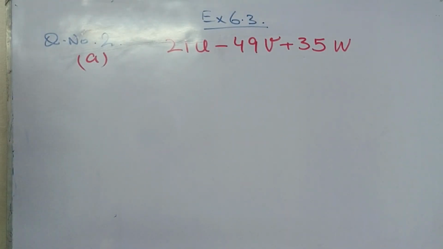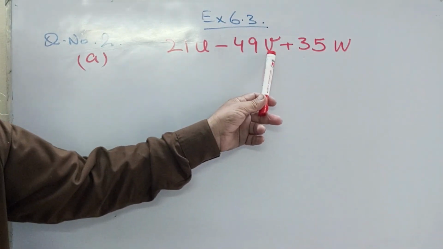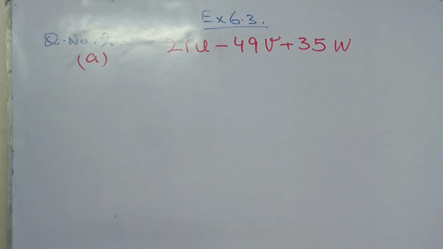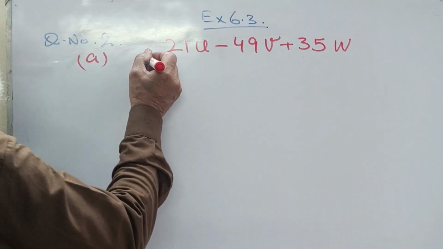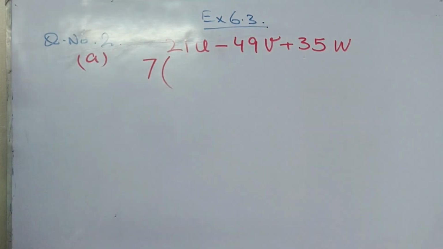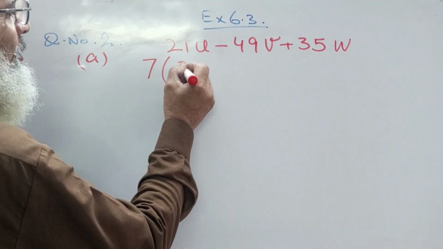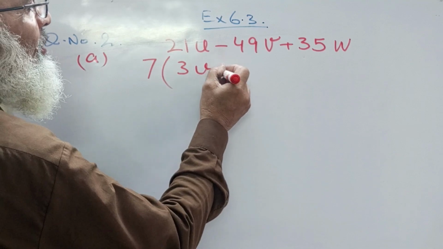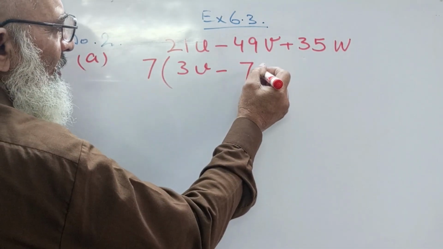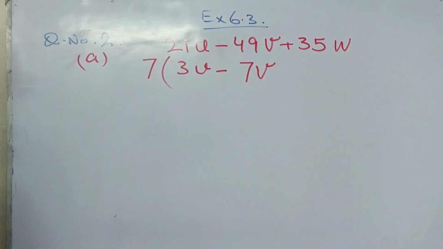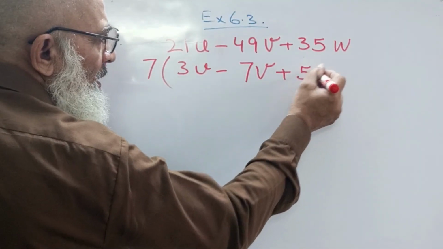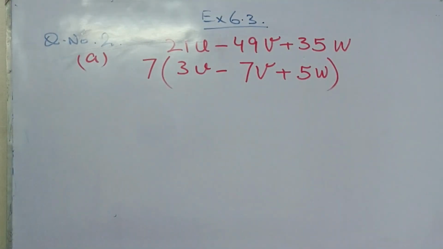You see that nothing is common between the variables. So we will start from the coefficients. You know that 21, 49 and 35 are multiples of 7. So we can take 7 as common and proceed: 7 times 3 is 21, so it becomes u minus 7 times 7 becomes v, and 7 times 5 becomes w. So this is the whole answer for this question.